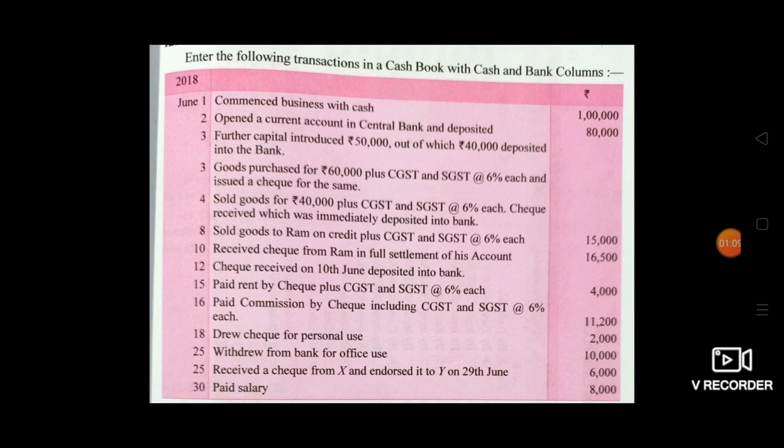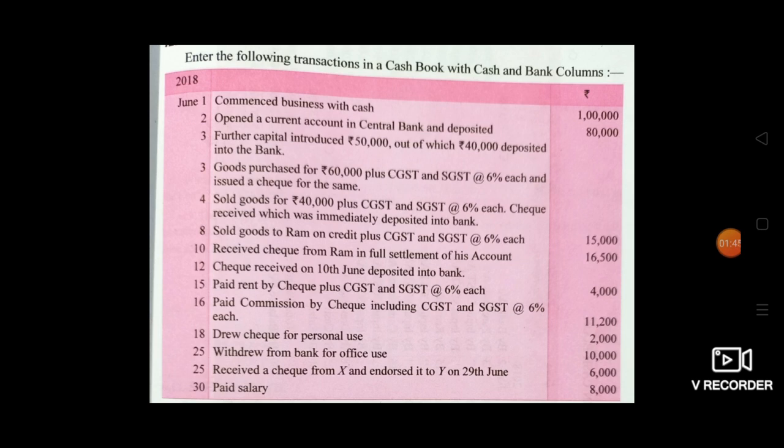On 4th, sold goods for rupees 40,000 plus CGST and SGST at 6% each. Check received which was deposited immediately into bank. 8th, sold goods to Ram on credit plus CGST and SGST at 6% each, rupees 15,000. 10th June, received check from Ram in full settlement of his account, rupees 16,500. 12th, check received on 10th June, deposited into bank.